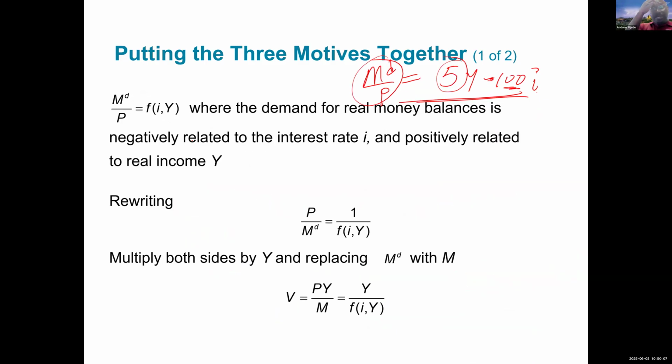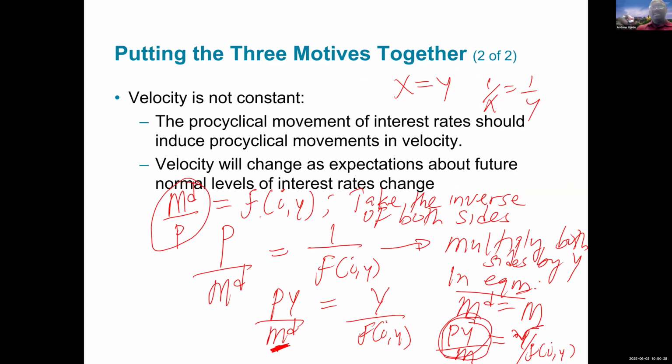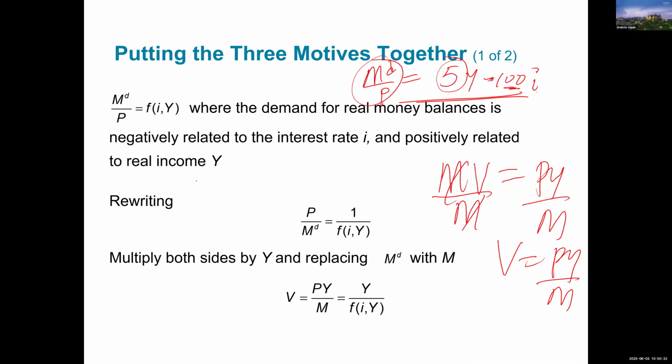From the quantity equation, remember, we know that MV equals PY. We saw that yesterday. So if I divide both sides by M, velocity equals PY over M. So you have recovered velocity, even though you didn't see velocity in the function. So this is velocity.